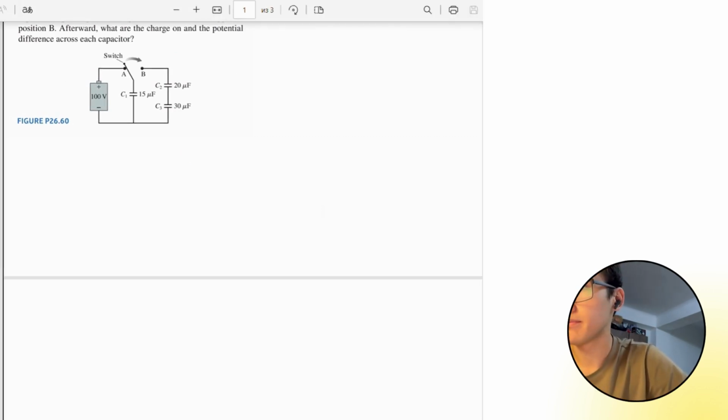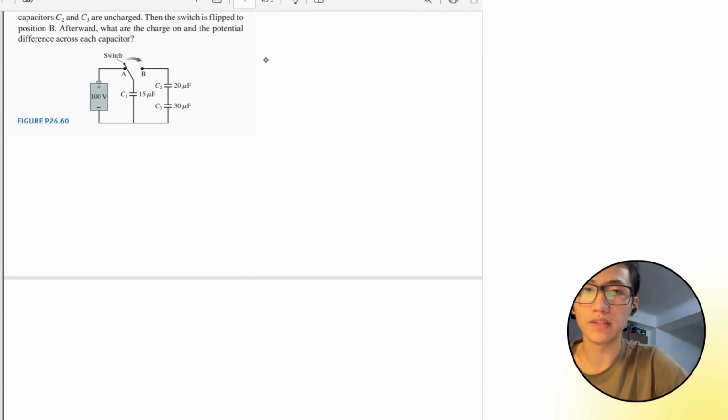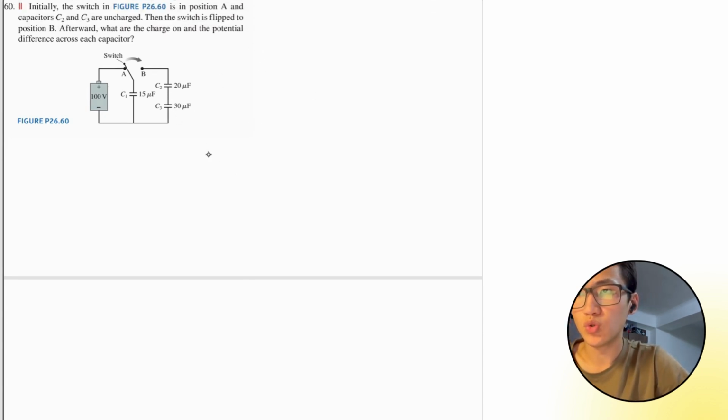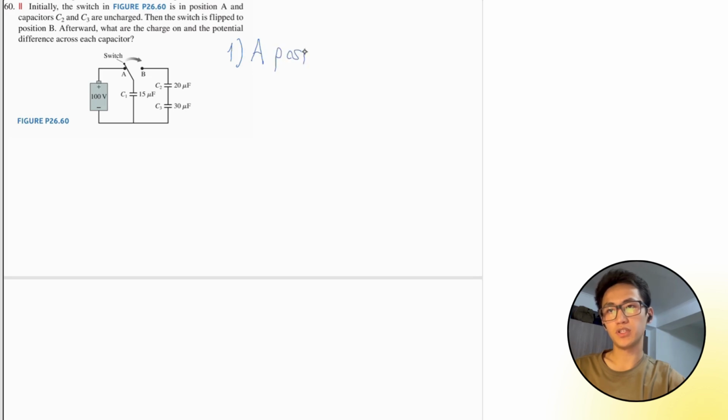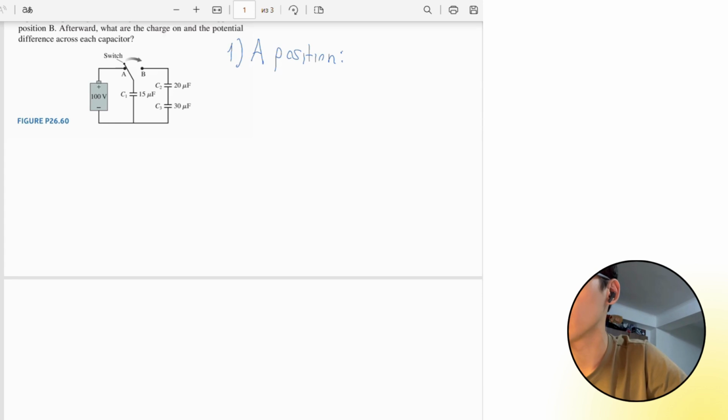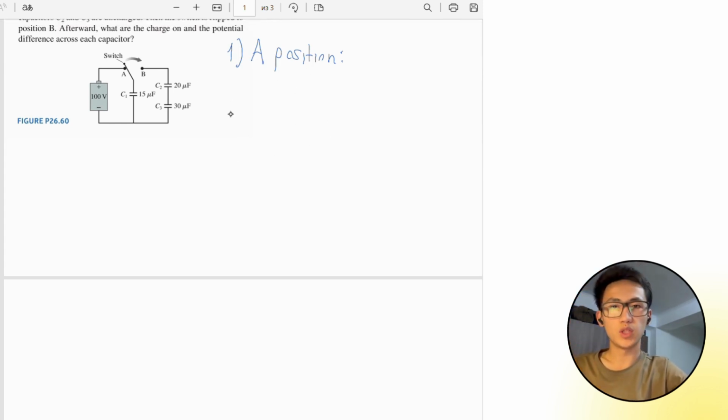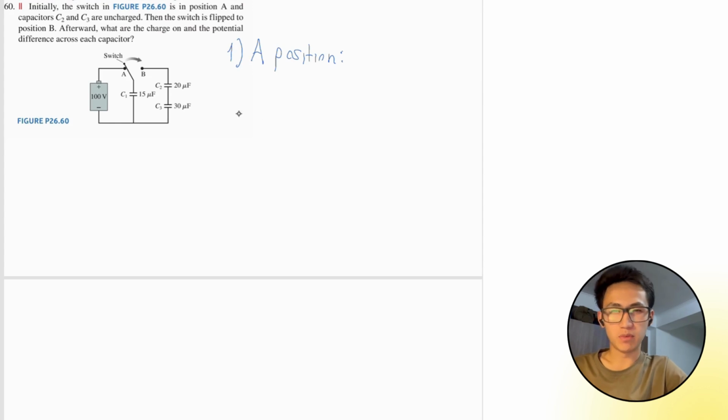Let me turn on my pen. We have here C1, C2, C3. Initially, C2 and C3 are uncharged. So we need to find, firstly, when in position A. I want to change this color to black. Black is my favorite color.